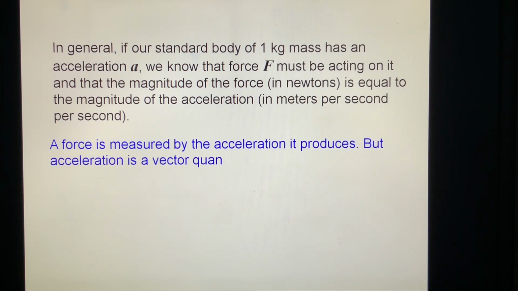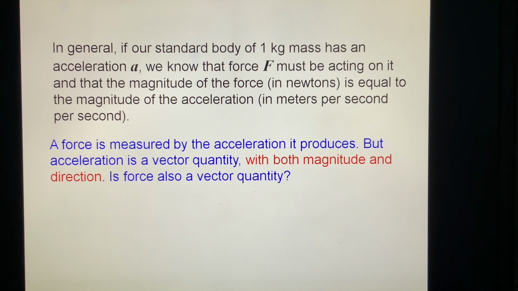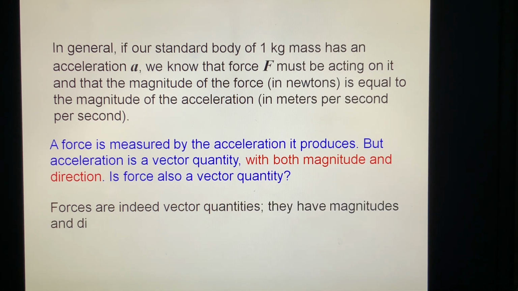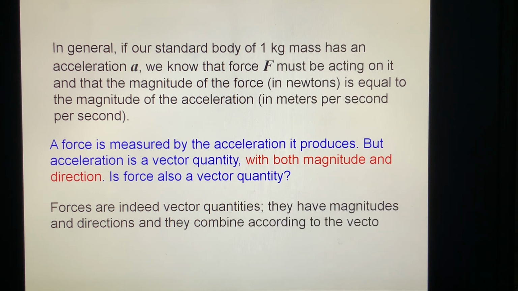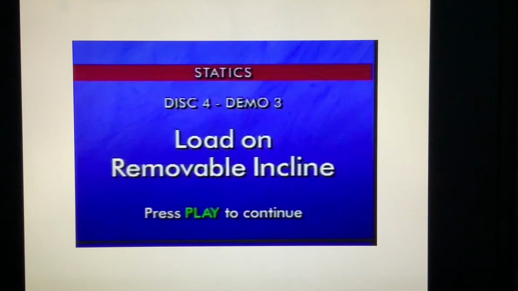But acceleration is a vector quantity with both magnitude and direction. Is force also a vector quantity? The answer is yes. Forces are indeed vector quantities. They have magnitudes and directions, and they combine according to the vector rules.